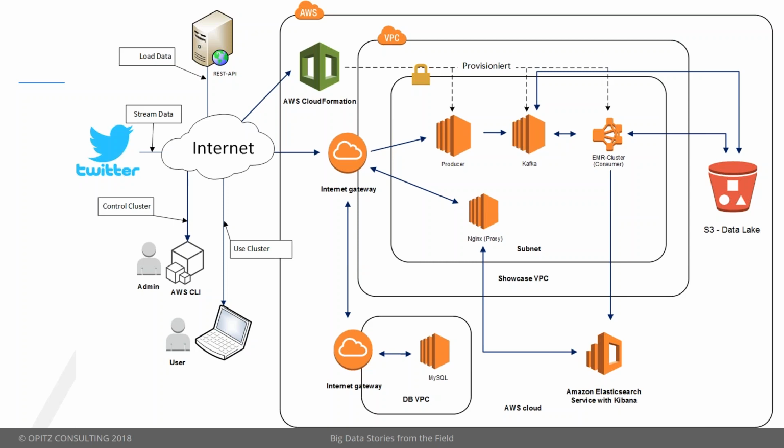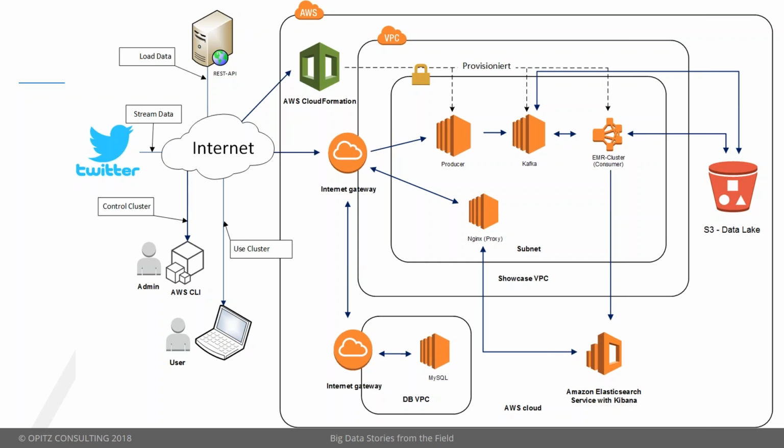Nginx was just used to establish the connection between the virtual private cloud and our Elasticsearch service. Maybe it's not required anymore, but we had to do it because otherwise we wouldn't get these two resources working together. The Kafka broker, which is just called Kafka in this example, was installed on different EC2 instances, and we created our own cluster not using EMR.